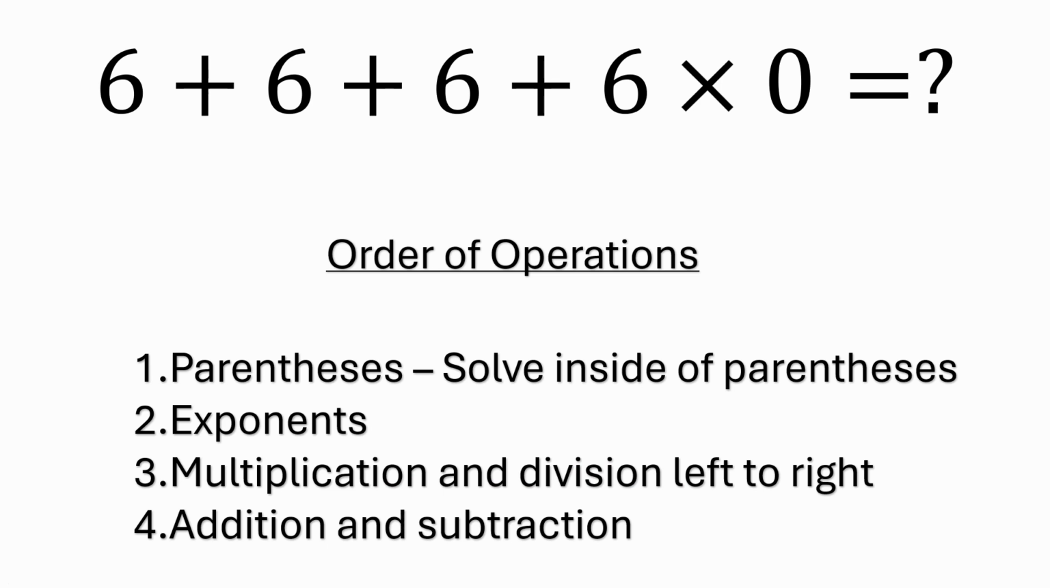And then number three, you've got multiplication and division, left to right. Number four, addition and subtraction. Multiplication and division have equal precedence and they're solved left to right. Addition and subtraction also have equal precedence.